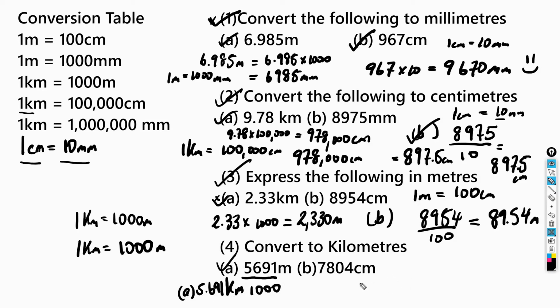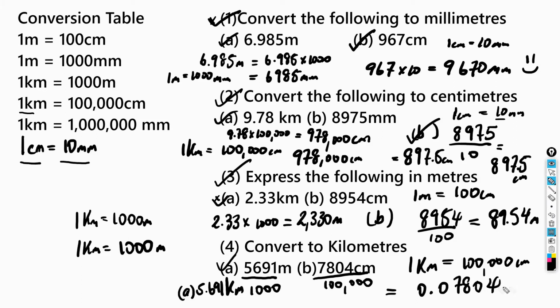And for B now, we know that 1 kilometer is equal to 100,000 centimeters. All right, guys. So to find 7,804 centimeters in kilometers, we have to divide this by 100,000 to get the amount in kilometers. All right. So we should actually end up with 0.07804 kilometers. All right, guys.